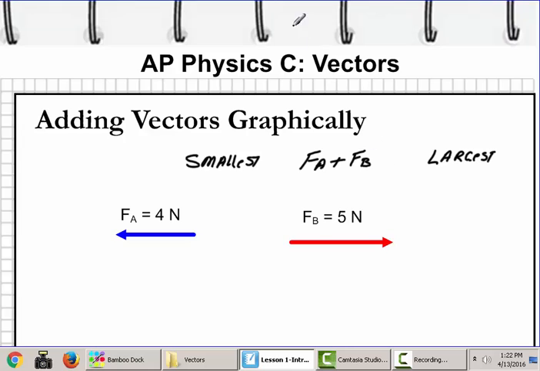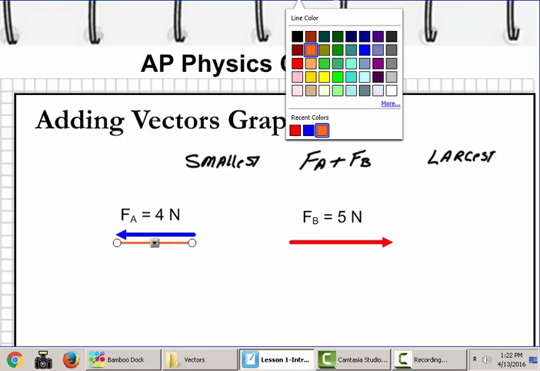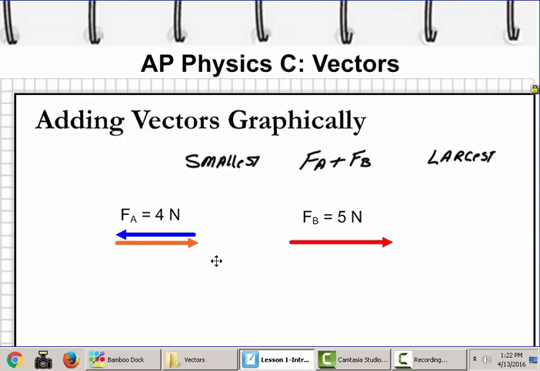Okay, now if you want to find the largest value you can get, and we're only looking for magnitude here, we're not looking for direction. I could make myself a vector that goes back the other way, and this is going to be FA, but it's going to be 4 going back the other way. I'll make it orange and thick here. If I add the two together, I can put them tip to tip. So the largest value I could get by adding them would be 9 newtons. That would be the largest magnitude.